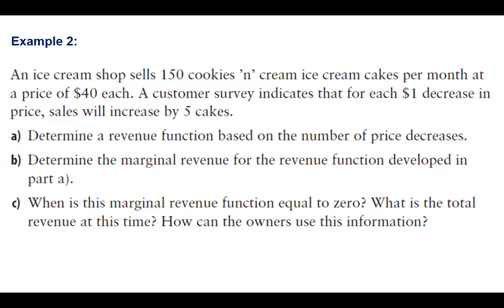B, determine the marginal revenue for the revenue function developed in part A. C, when is this marginal revenue function equal to 0? What is the total revenue at this time? How can the owners use this information? Okay, I'll give you 5 minutes to have a look at this question by yourself.